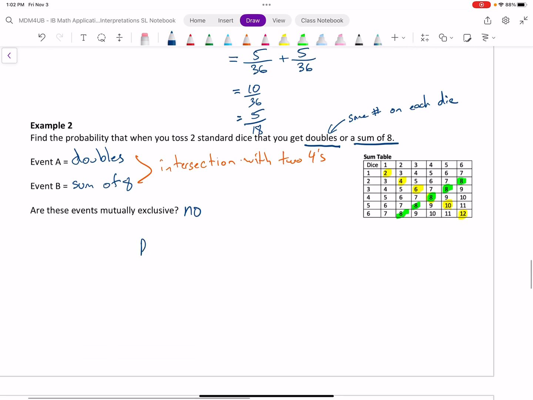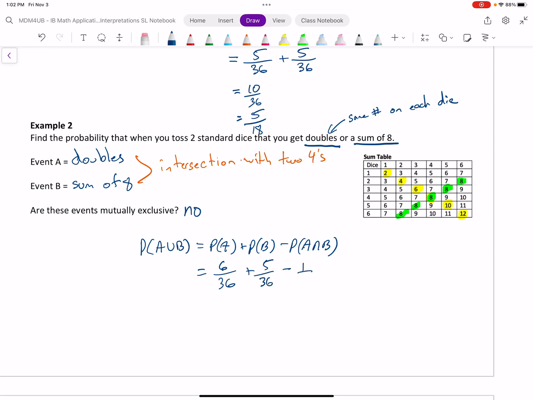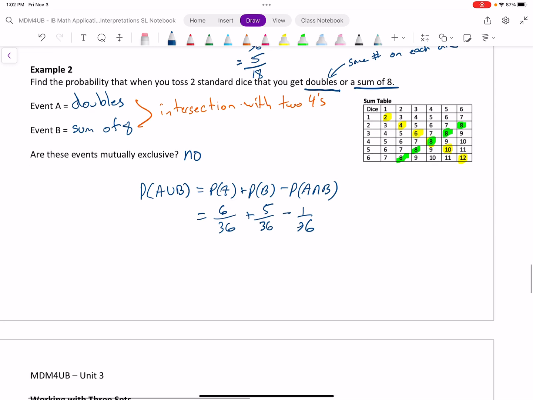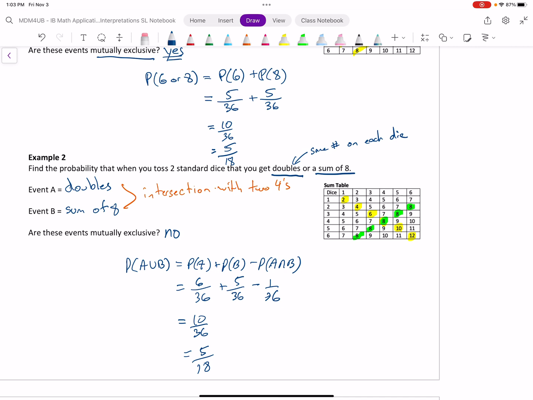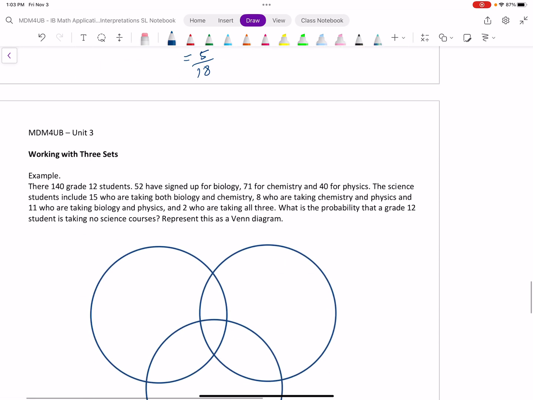So when I set this up, the probability of A union B equals the probability of A plus the probability of B minus the probability of the intersection. Doubles, there's 6 of them, so I've got 6 out of 36. Sum of 8, I've got 5 out of 36. And then the overlap, I've just got 1. So put them together, we actually get the same answer, just by coincidence, as the one above, 5 out of 18. So you have to critically think, is there going to be overlap between these things? Sometimes that's obvious and sometimes not obvious and a bit more challenging to figure out.